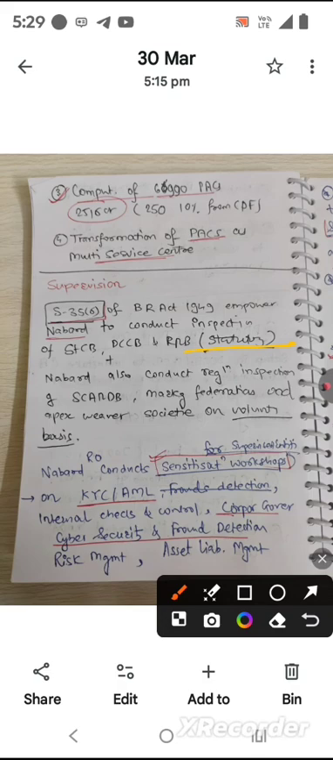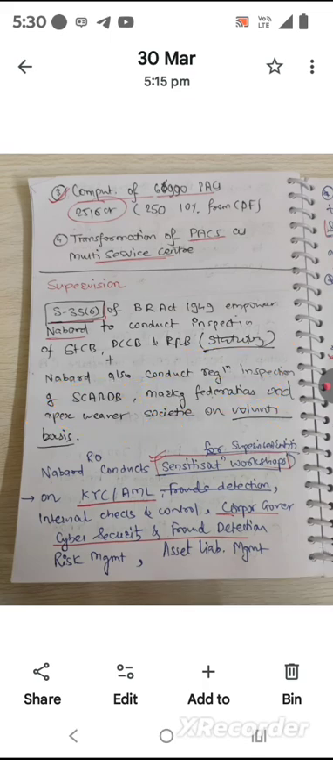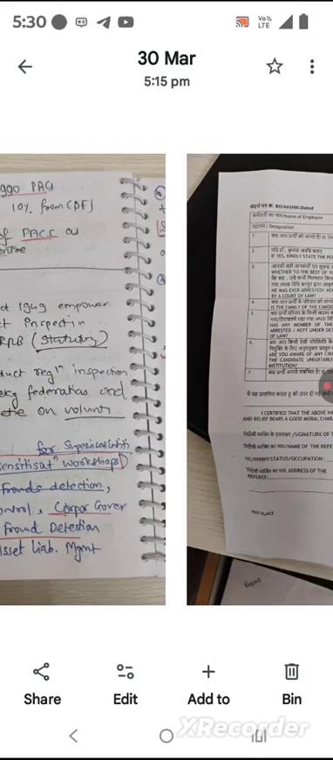Apart from it, NABARD also conducts regular inspection of several other institutions on a voluntary basis, as per requirement and as per demand. So which are those institutions? The first one is the Land Development Bank, also called SCARDB, that is State Cooperative Agriculture Rural Development Bank, which provides long-term or investment refinancing to other agriculture credit institutions. Then several marketing federations and apex weaver societies. For these institutions, NABARD conducts inspection on a voluntary basis. Okay, so this is a prominent function.